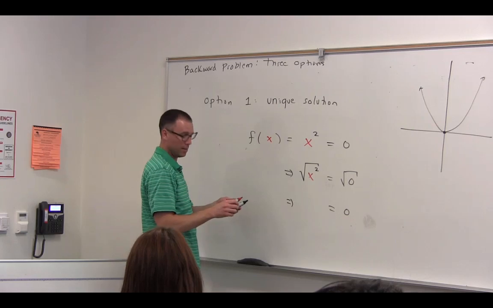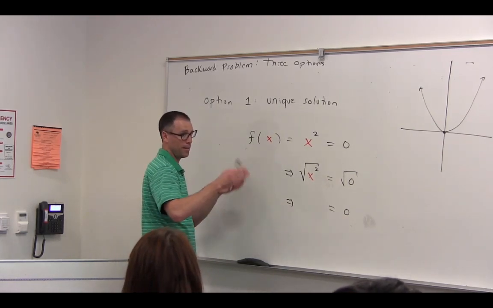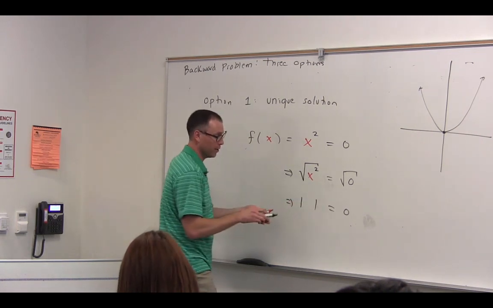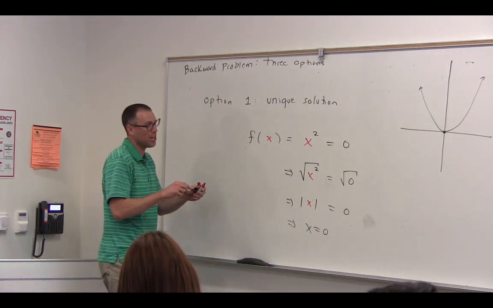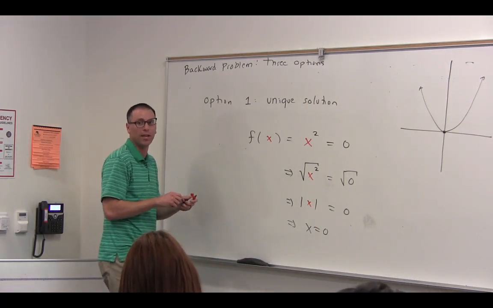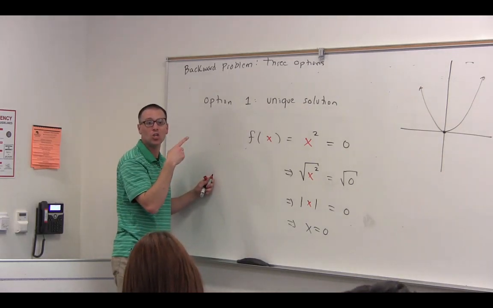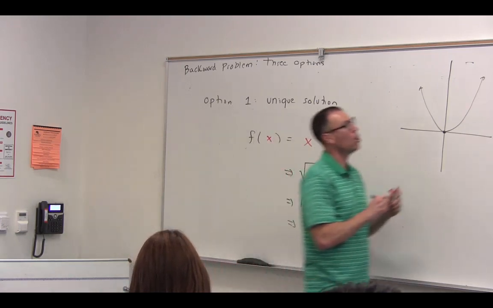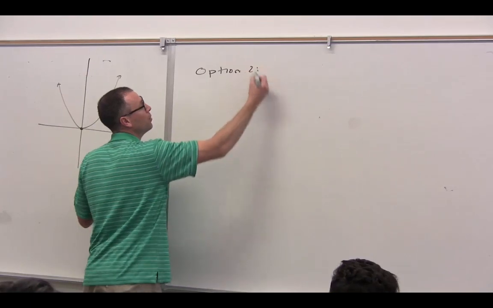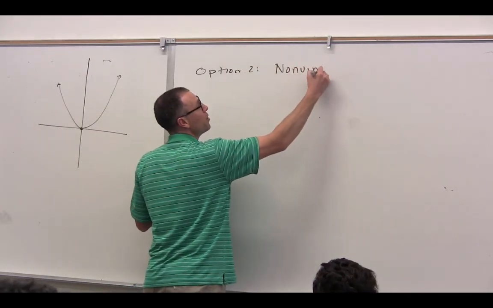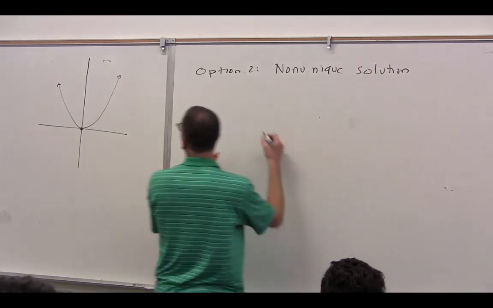Square root of x squared? Yeah, absolute value of x. There you go. So what's the one choice? 0. Yeah, so in this case we have x equals 0. That's a unique solution. So one choice for this backward problem is to have a unique solution. Okay, what's the second choice? Option 2: non-unique solution. Okay, and what would that look like?